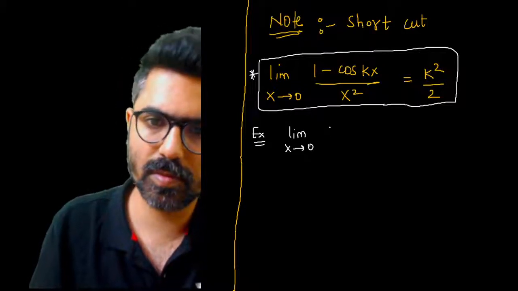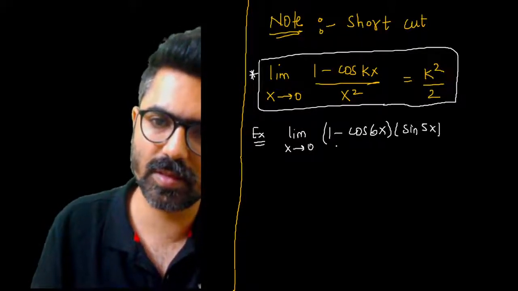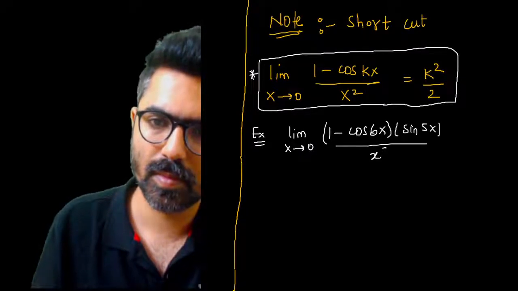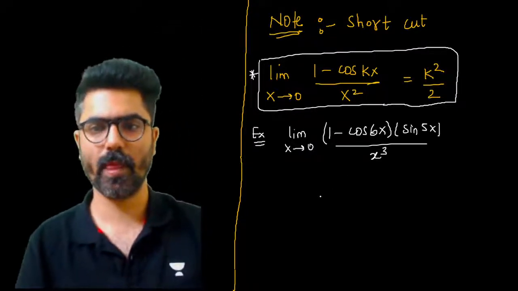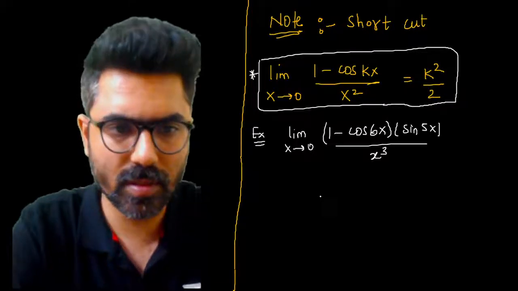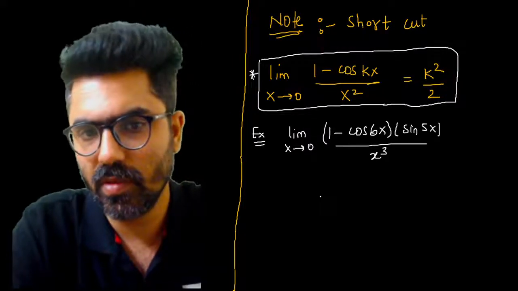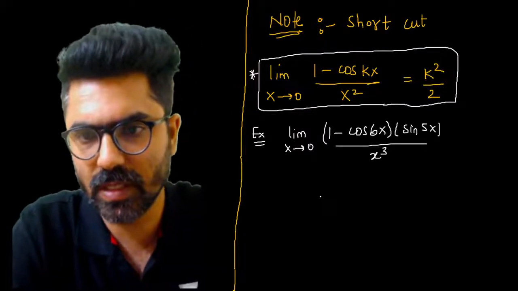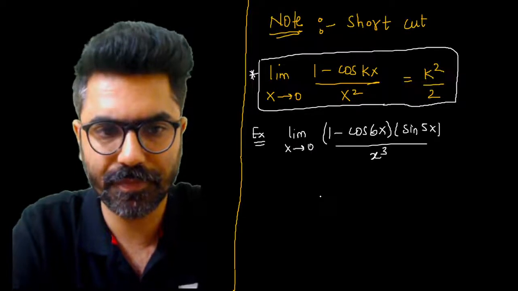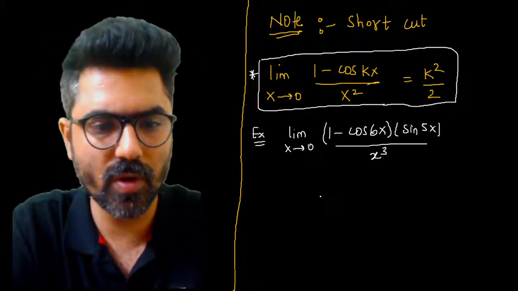Limit x tends to 0, 1 minus cos 6x into sine 5x upon x cube. Now try to solve this. Let's see if you can do it. I'll give you a minute or two. Just try it.